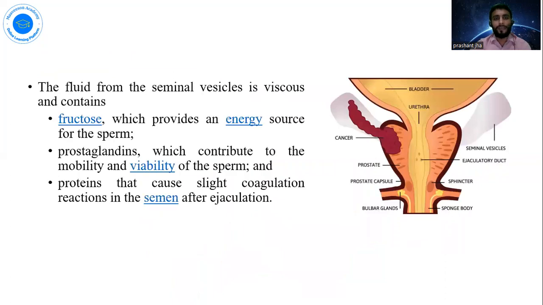The fluid from the seminal vesicles is viscous and contains fructose, which provides an energy source for the sperm. And second is the prostaglandins. They contribute to the motility and viability of the sperm, and the proteins cause the slight coagulation reaction in the semen after ejaculation.